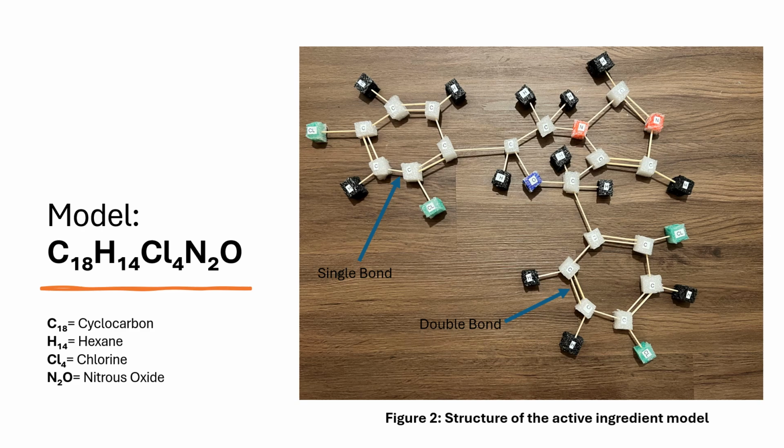The model shows a complex organic molecule with two ring structures. The presence of carbon, hydrogen, chlorine, nitrogen, and oxygen suggests that this is an organic compound. These models help visualize the structure of the molecule to understand its properties and reactivity.